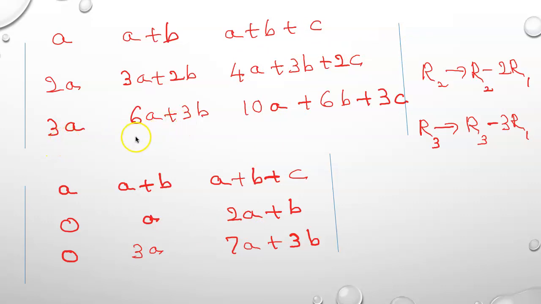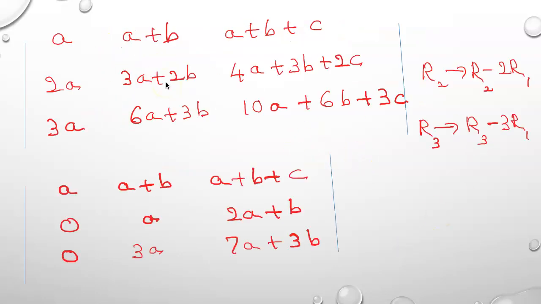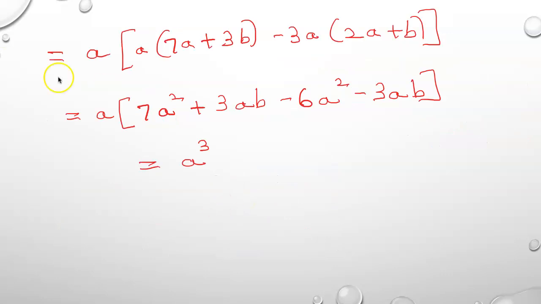This is 0. 6A minus 3A is 3A, 3B gets cancelled, 10A minus 3A is 7A, 6B minus 3B is 3B, and what is 3C minus 3C? 0. So you get 7A plus 3B here. Now we can expand it, so this becomes A into, how do you expand it? Take this 2 by 2 determinant, A into 7A plus 3B, minus 3A into 2A plus B, minus A plus B into 0, plus A plus B plus C into 0. So you get it as A cubed.